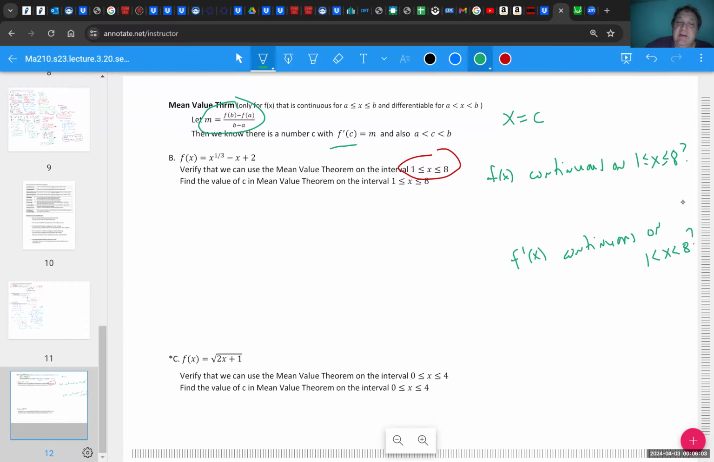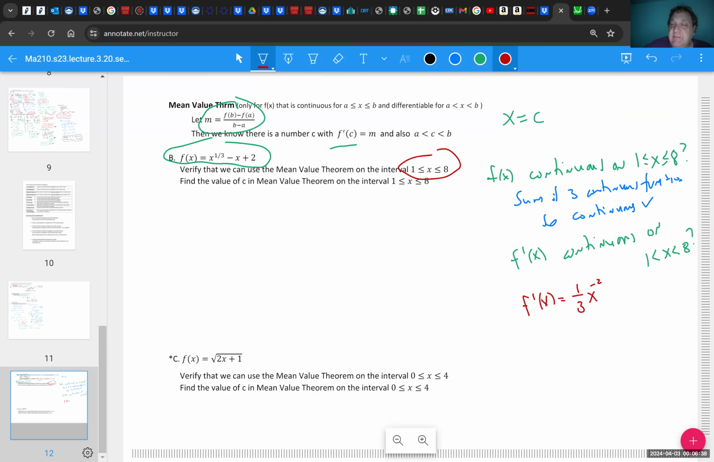Well, we did this kind of argument before. This thing is the sum of three continuous functions. And so the sum of continuous functions is still continuous. So it is continuous. All right, what about the derivative being continuous? Well, let me remind you what the derivative is. We need it again for this problem. So the derivative is 1/3 x to the negative 2/3 minus 1, same problem we did before.